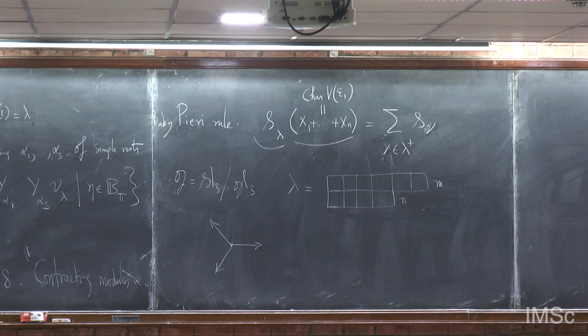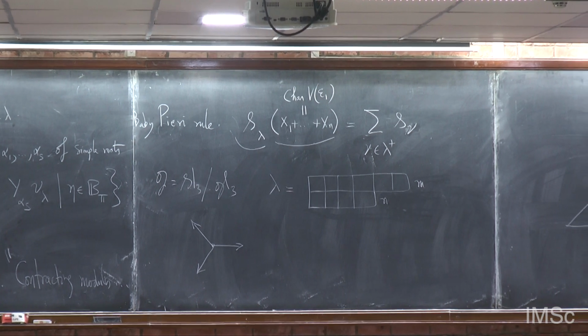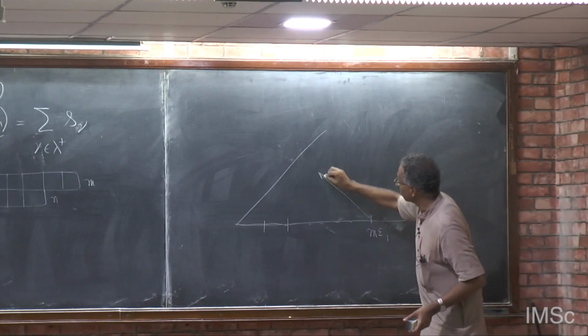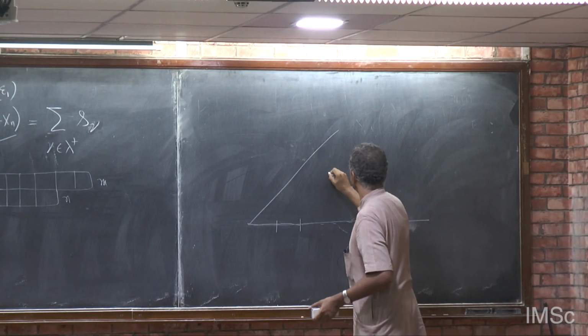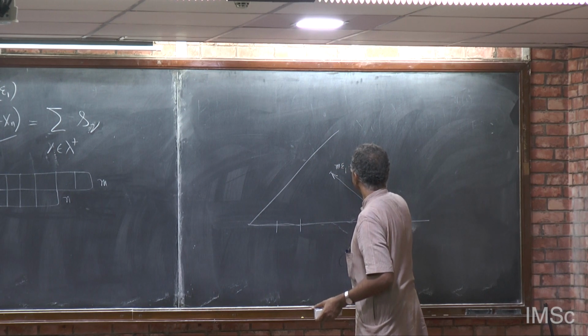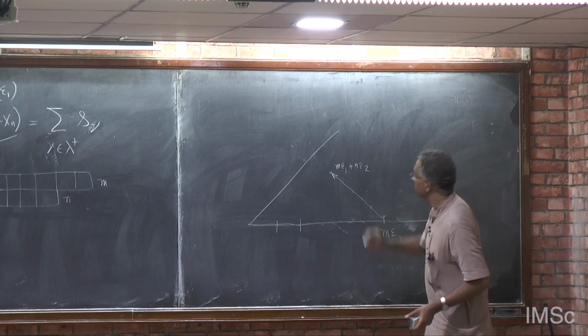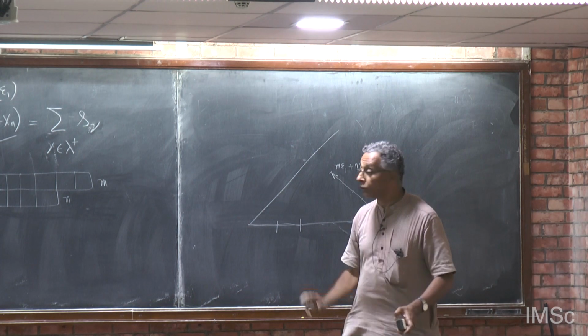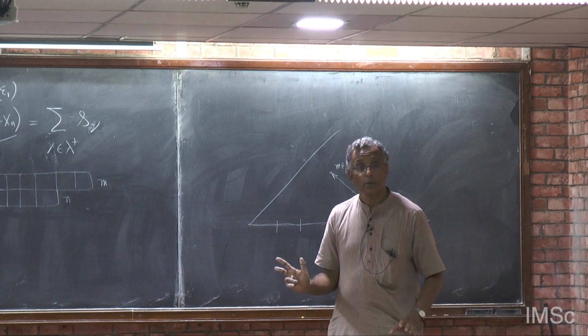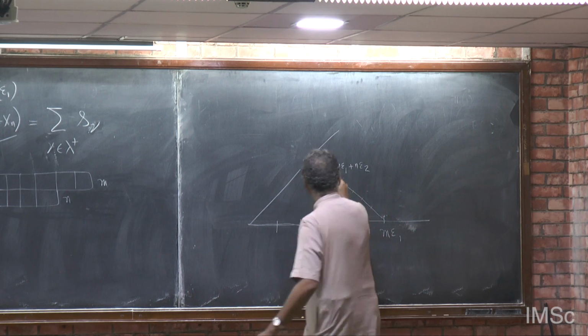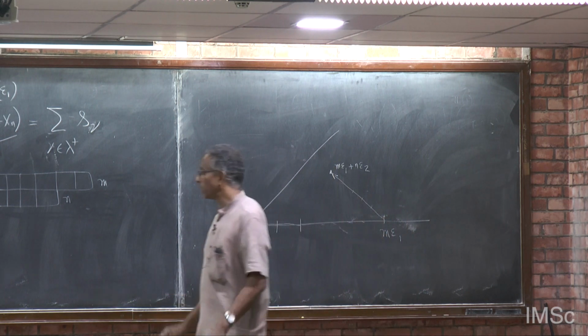So this is my dominant weight chamber. Okay, m epsilon 1, right, and then n epsilon 2. So this is m epsilon 1 plus n epsilon 2, where I've gone m steps this way and n steps this way. Okay, I can choose any path. Anyway, it's only the end point that matters.